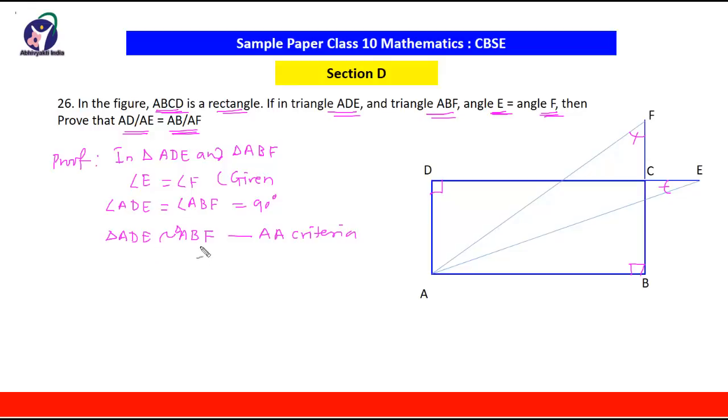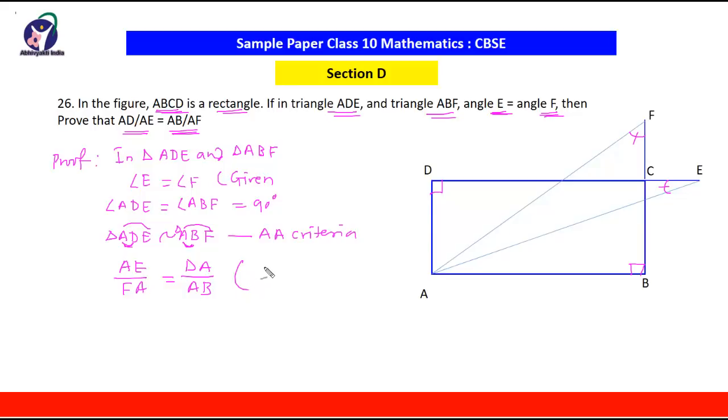And since these two triangles are similar, the ratio of their corresponding sides will also be equal. Therefore EA upon FA, these two will be the corresponding sides, and their ratio AE upon FA is equal to DA upon AB. So DA upon AB, these two ratios will be equal.